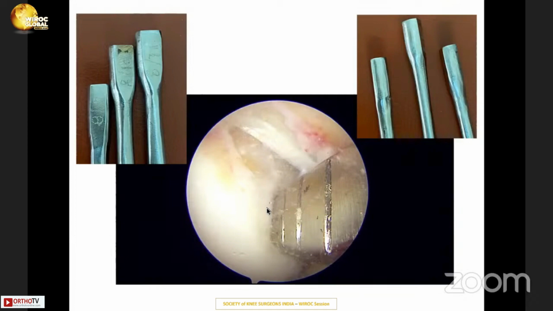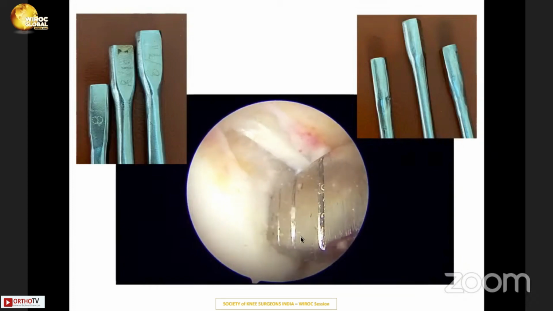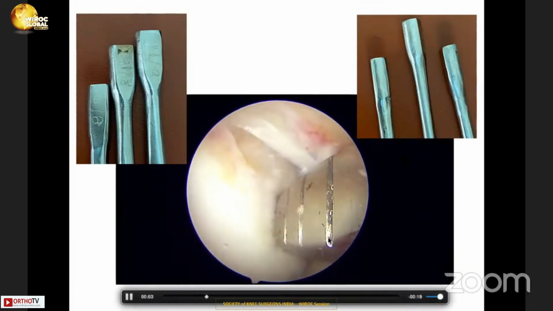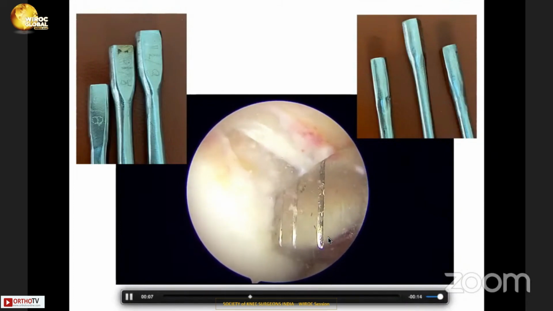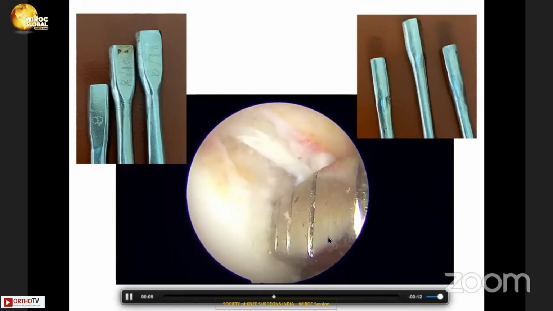So once you finish your circular tunnel through the same portal, you flex your knee and you can convert that circular tunnel into a rectangular tunnel depending upon what size of graft you have. This is marked with a 5 mm marking so that you know how much you need to go in depth, usually 15 to 20 millimeter, depending on the length of your graft.